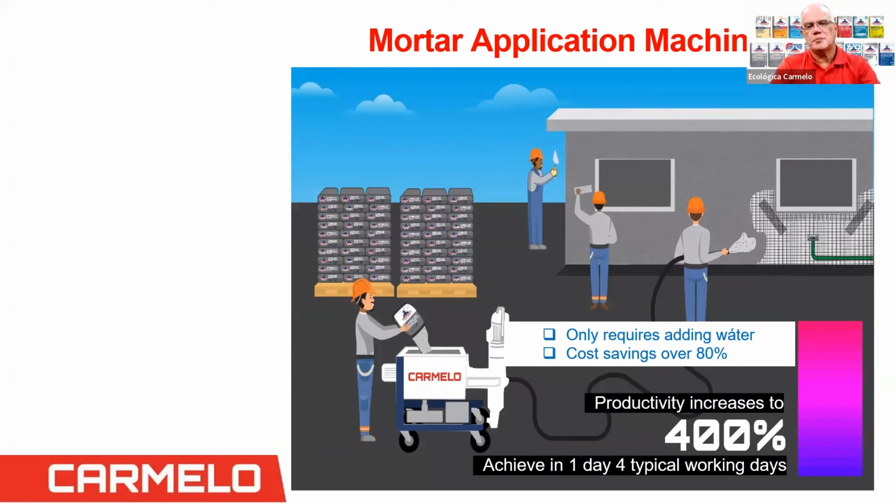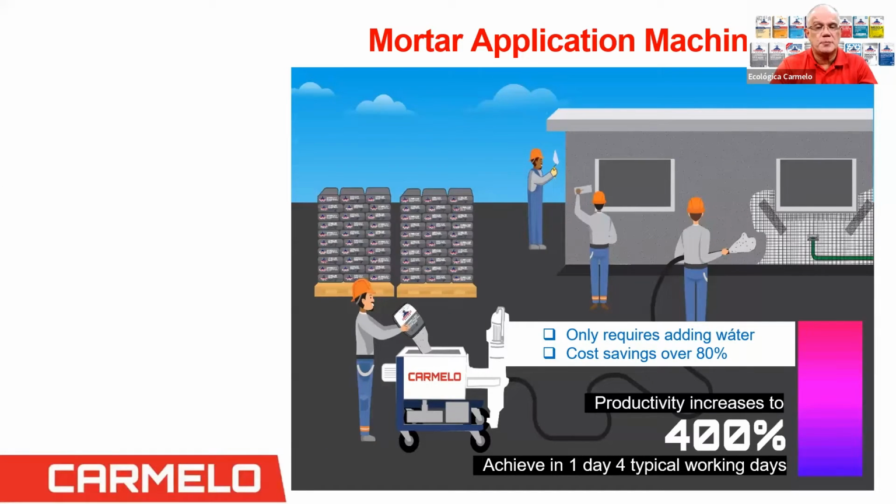So if you're using these machines plus our products in a bag, now in one day you're achieving 4 typical working days. That means your production went up 400%. Imagine that, going from 100% to 400%. So you're saving every day you work. It's like you're working 4 days.